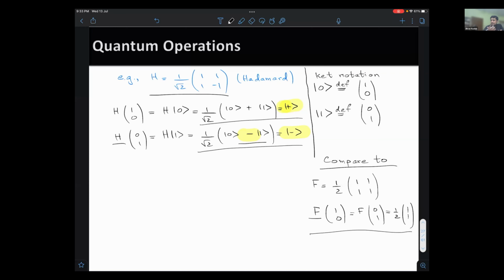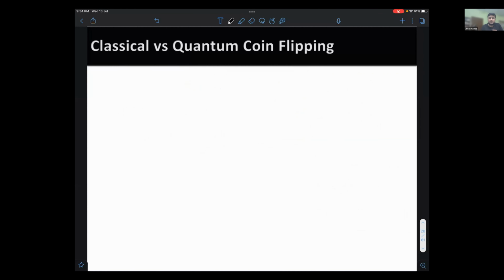I flip it and I get a quantum state vector out, such that when I measure it, the Born rule essentially says I get probability half 0, probability half 1. That's exactly what classical coin flips give me as well, right? So what's the difference? Let's discuss classical versus quantum coin flips. I'll just rewrite what we already kind of know.